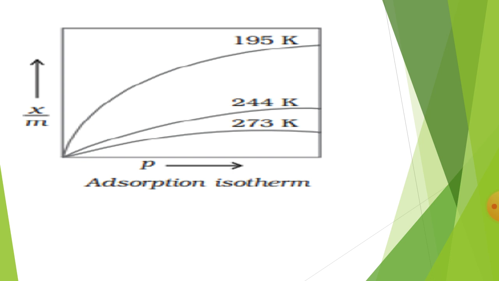Now dear students, one graph is plotted: x by m versus pressure at constant temperature. So look at the graph properly. Here three graphs are given at different temperatures, at 195, at 244 and 273. So look at the temperature. The more the temperature, the less will be the value of x by m. That indicates that physical adsorption decreases with increase in temperature.